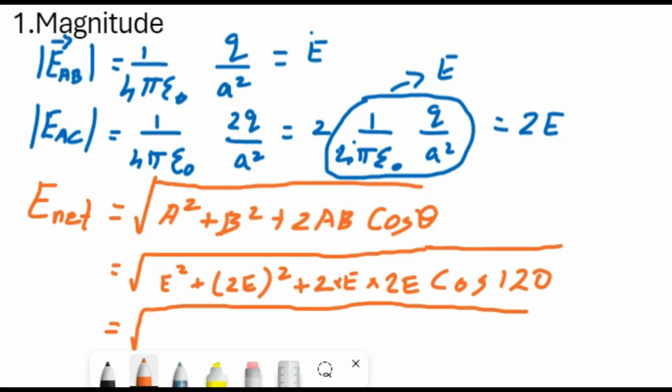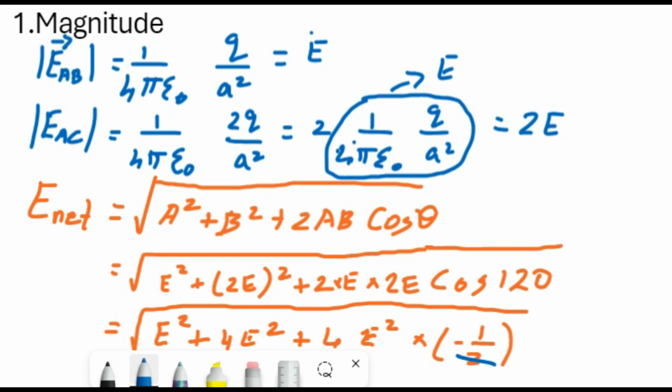In both ways you can do it. Okay, so here it is E square plus 2E square, we can do squaring now. So 4E square plus the other side 2 into 2, that is 4, and E into E, that is E square, and cos 120. What is cos 120? Anybody remember? So cos 120 is minus 1 by 2.